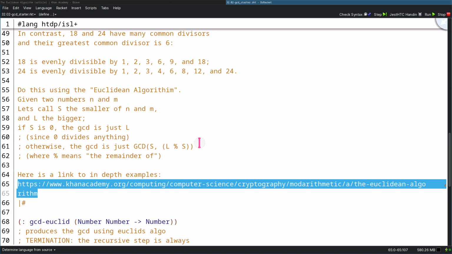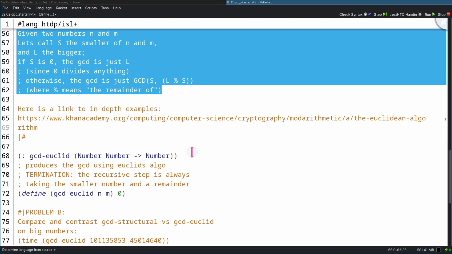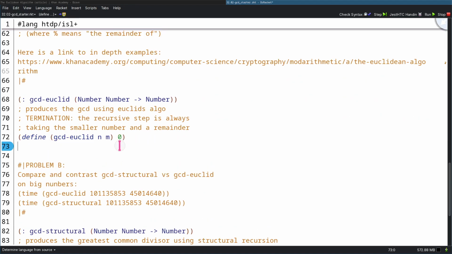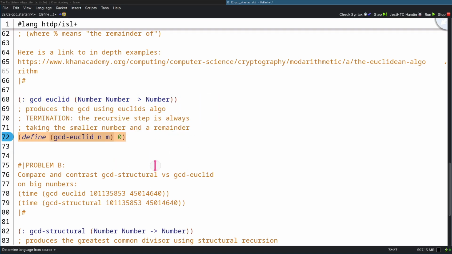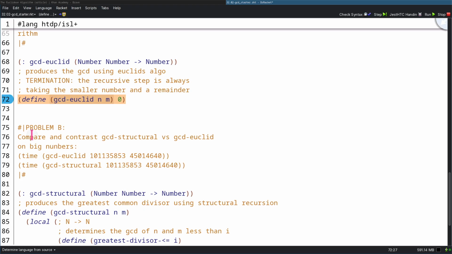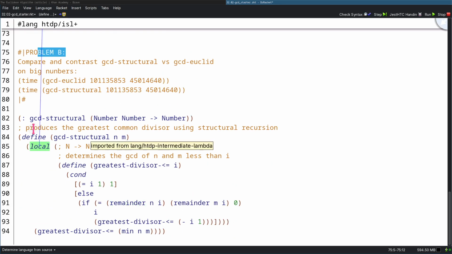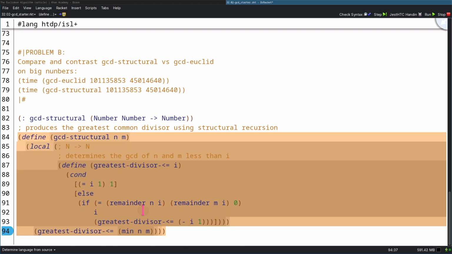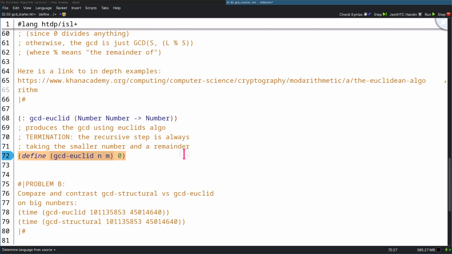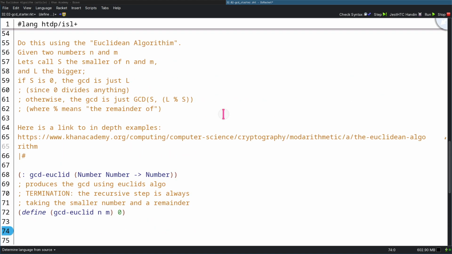So try to transcribe this algorithm into code form right over here. There is the signature, purpose, and stub. It's your job to write some examples and so on. Problem B is the structural recursion way of doing it. You can get some ideas here, but this just demonstrates the structural recursion nature. We're going to benchmark it. Nonetheless, try to write the Euclidean algorithm based on this. More spoilers in 3, 2, and 1.